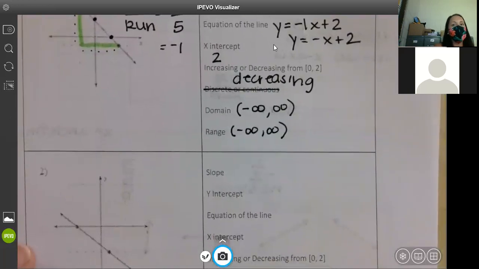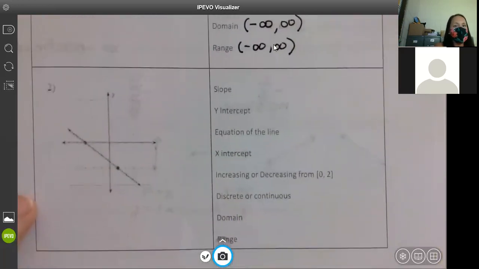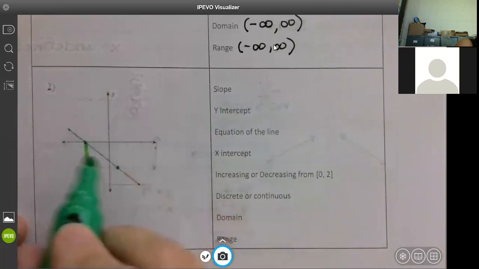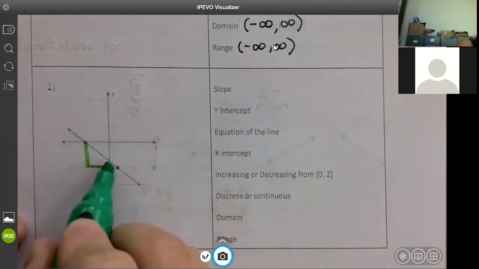We're going to do the same thing on the next one. All right, you can see this one a little bit better. You can see all your little dots. So we're going to come up with our slope. 1, 2, 3, 1, 2, 3, 4.